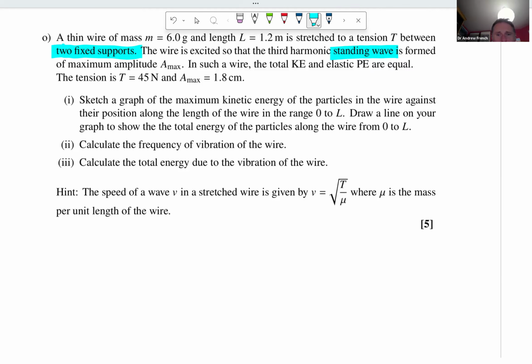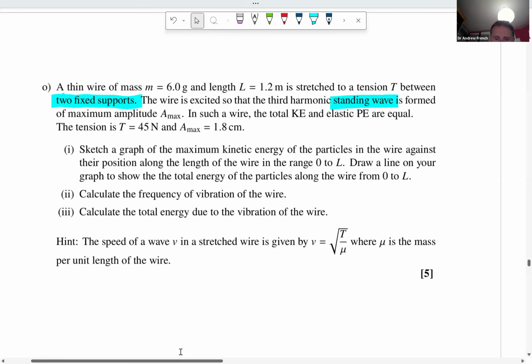We're given the amplitude. So we want to sketch a graph of the maximum kinetic energy of the particles in the wire against their position. So what we really want to do first is just maybe remind ourselves of what those standing waves are. And then we can go about finding what this kinetic energy is. It's probably the closest thing we've got to bookwork, really, this question, by having some notes. So I think this might be quite a good idea to make sure we understand this. So I have a little demonstration for this.